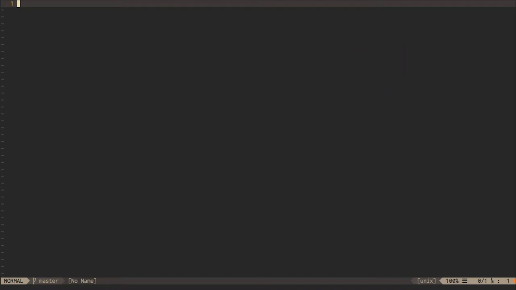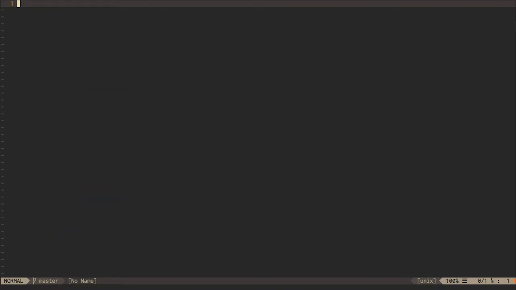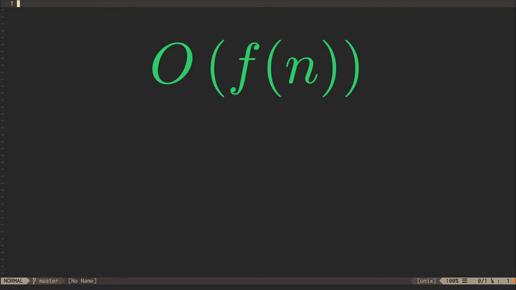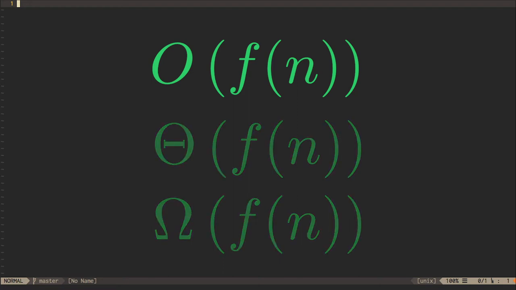The functions of n that we'll see will typically be things like logarithms, linear relationships, quadratic functions, cubic functions, or exponential functions. We'll talk about upper bounds using a notation called big O, lower bounds using a notation called big omega, and exact bounds using a notation called big theta. Let's start with big O.